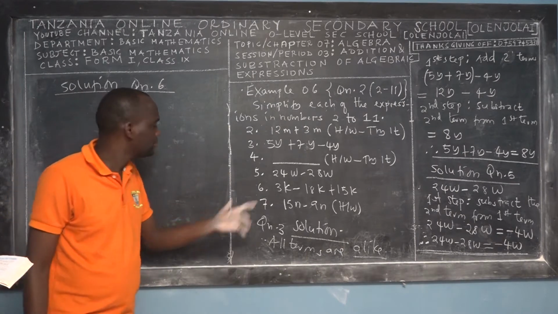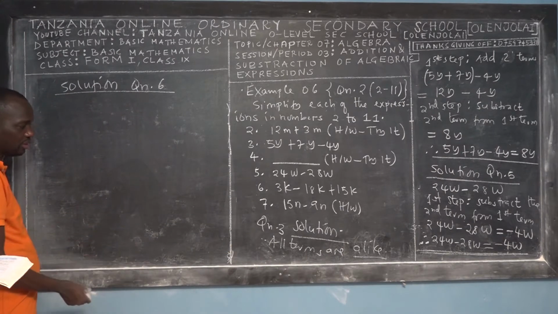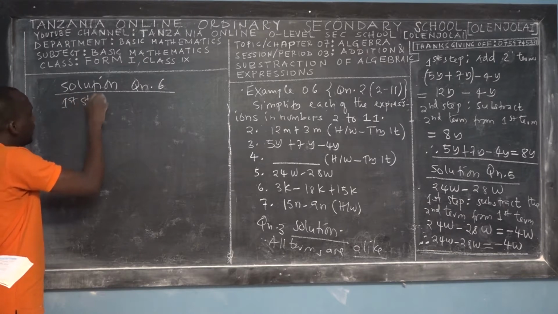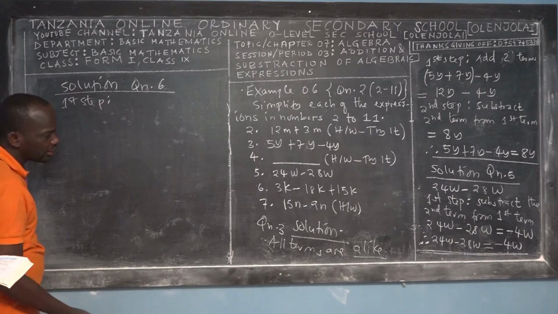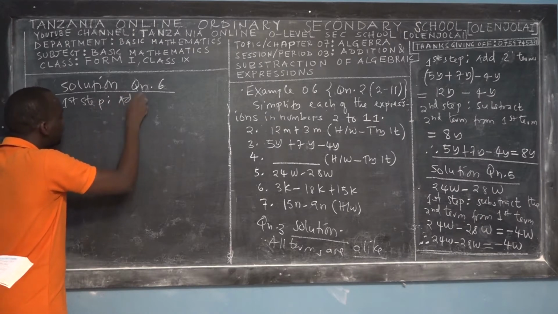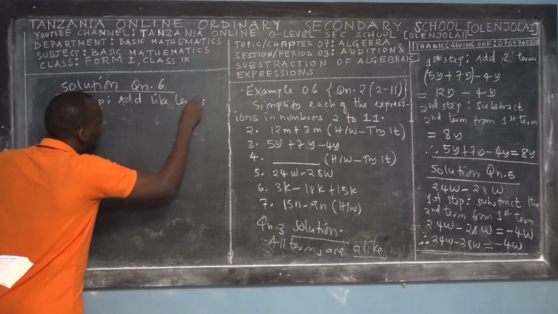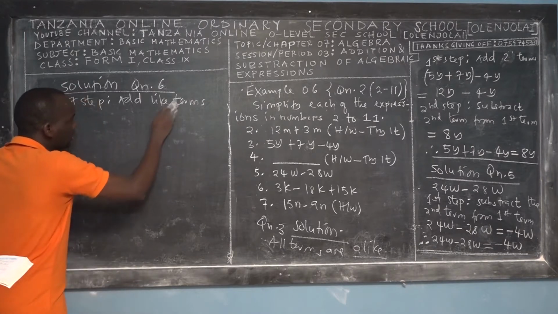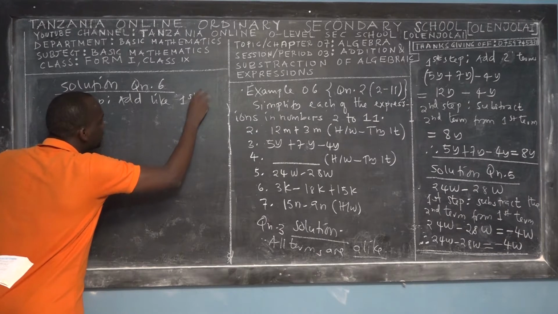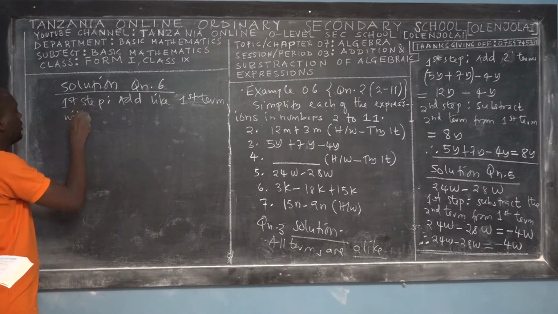Are they like or unlike? They are like terms. So no need to waste that step. So we jump that step of observing. You have already observed. So we just go to the first step, right? No need for you to collect. They are already. So we say that the first step, add like terms. Add the first term with the third term.